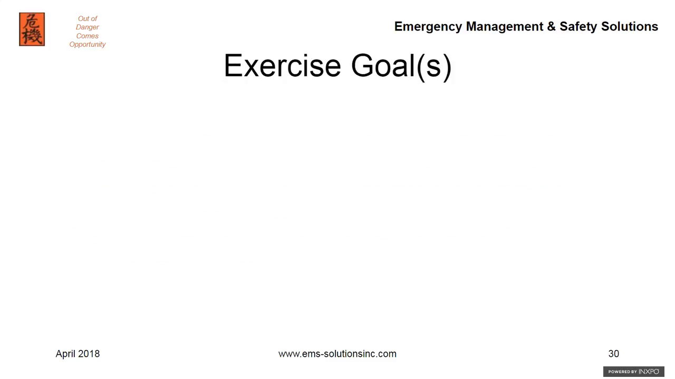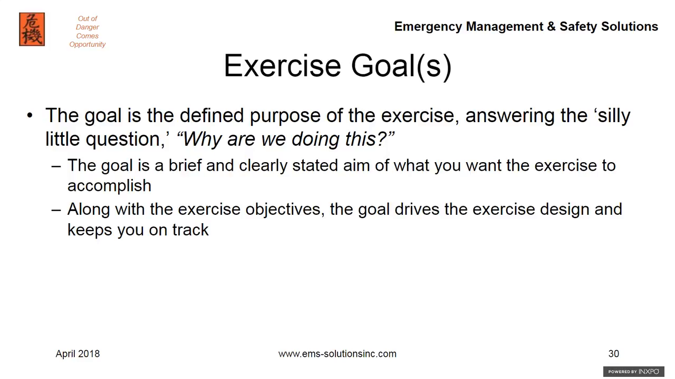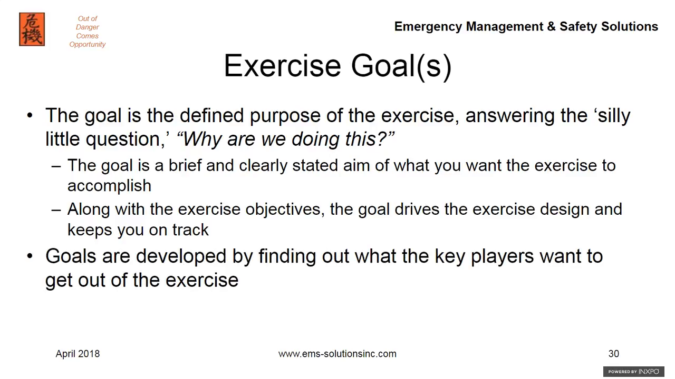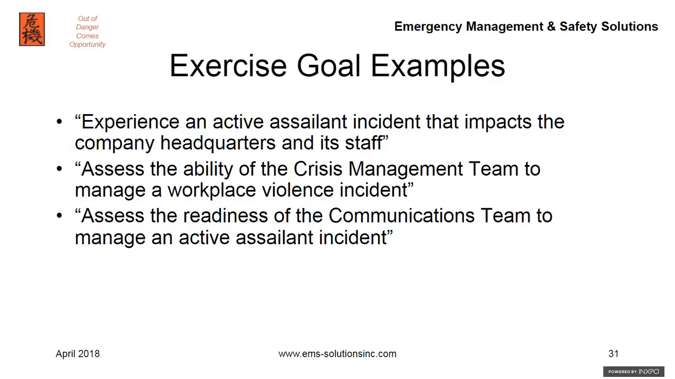Once you're clear about the scope, you're going to talk about the goal. And because you spent time in advance asking the right people, what do you want to get out of this? This goal will be blatantly apparent to you. So the goal literally is the answer of the question, why are we doing this? So it's a very brief, clearly stated aim of what you want to get out of this. And along with the objectives, it keeps us completely on track. And these goals, if you will, are developed when you find out what the key players want to get out of this exercise. So that goes back to those interviews that you absolutely have to do.